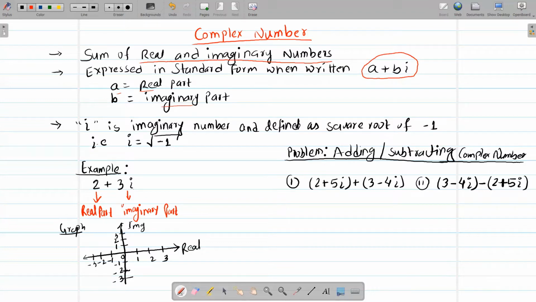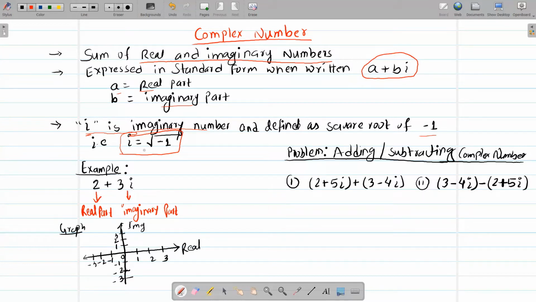Now we already know the real part is 0 to infinity. What is the imaginary part? The imaginary part is nothing but the part which includes the letter i. So i is the imaginary number, also defined as the square root of negative 1. That means i is equal to the square root of negative 1. For example, over here we can see 2 plus 3i. So 2 is the real part, and in 3i, i means imaginary number, so 3i is the imaginary part.